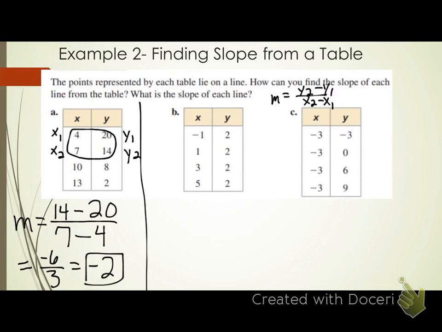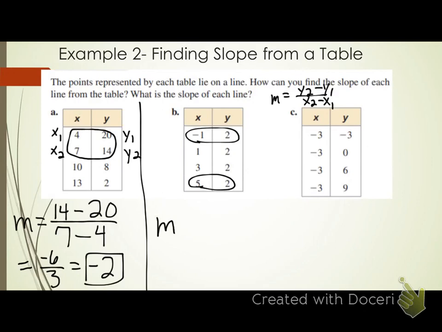Okay, letter B. 4 and 1. We've got first, second, third, fourth. Which two do you want? I heard 4 and 1. There's my first and my fourth. We'll use those two points. You can use whichever ones you want.